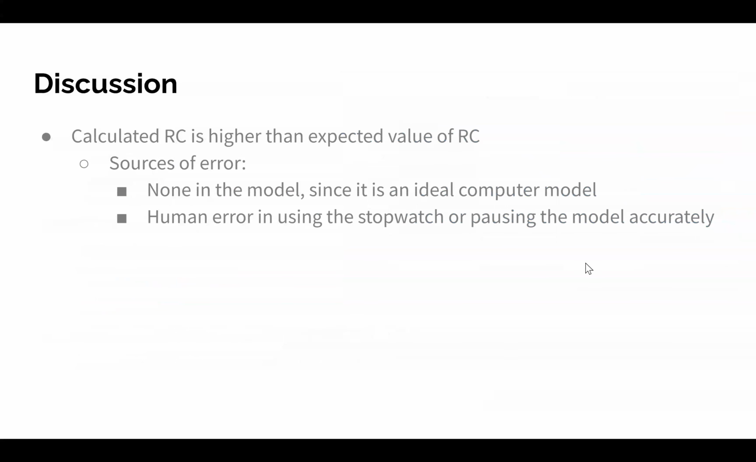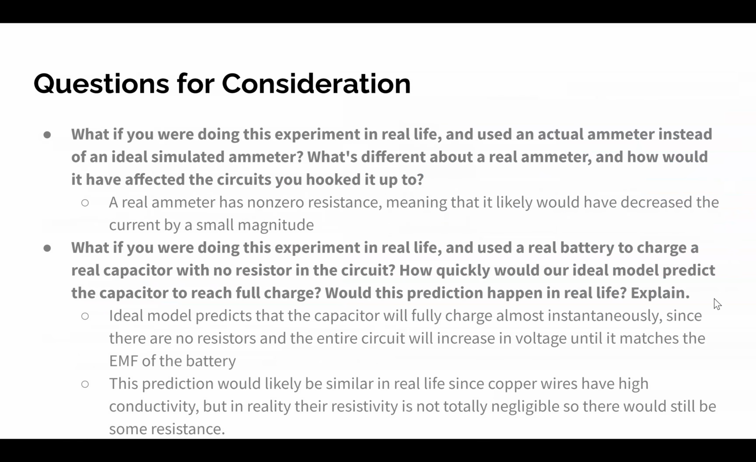So the calculated RC was higher than expected, meaning that there were some sources of error, likely none in the model since it was a computer model, but I probably had some error using the stopwatch or pausing the model inaccurately. So if I were doing this experiment in real life and used an actual ammeter instead of a simulated ammeter, a real ammeter has non-zero resistance, meaning that it likely would have decreased the current by a small magnitude.